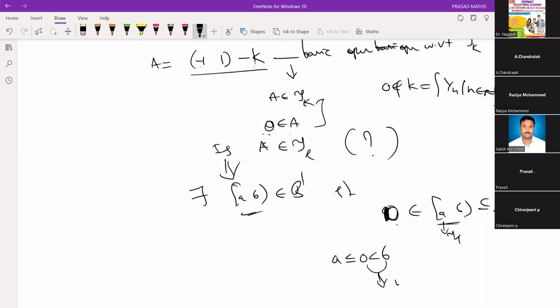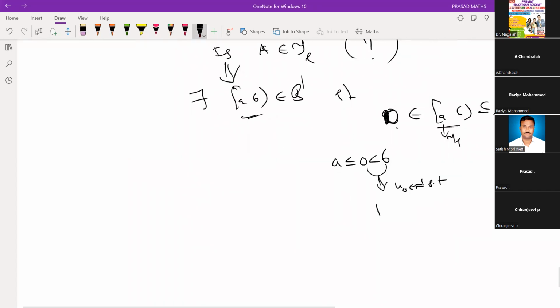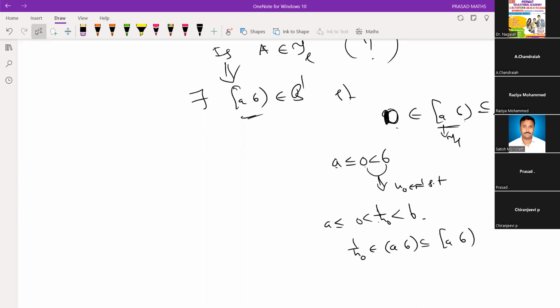Therefore, by the Archimedean property, we can choose a large n naught such that 1 by n naught is less than b. But 1 by n naught is positive, and a is less than or equal to 0. Therefore, 1 by n naught should be in [a, b). 1 by n naught being in [a, b) means it should be in A by this argument, by star.